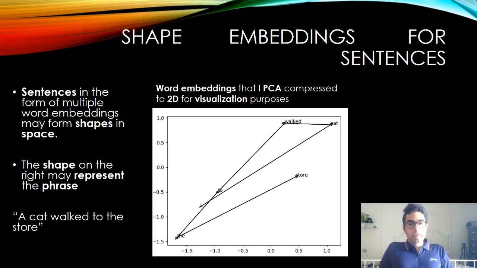So I consider a sentence to kind of be possibly like a shape in a space, in that each word may represent a word embedding point in a space. The image shown are word embeddings that I PCA compressed to 2D for visualization purposes. I did train the PCA model on a wider vocabulary. The sentence shown in the image is "a cat walked to the store."